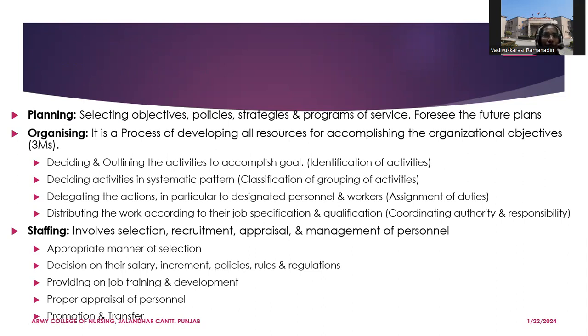So here, identification of the activities, what we are going to do. After that, we are going to categorize them, deciding the activities in a systematic approach or pattern. So classification and grouping of activities and delegating the actions in particular to designated personnel and workers. First, we have identified the activity and we are going to group it. And then, who would be doing what? So that we are going to assign. Finally, we are going to see whether they are implementing the activity properly or not. We are going to monitor them. Distributing the work according to their job specification and qualification, coordinating the authority and responsibility. So this is how we do the organizing function.